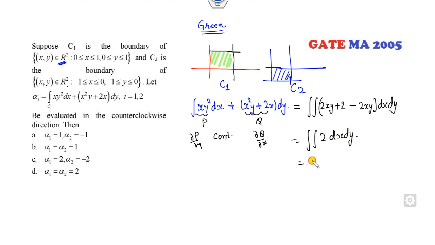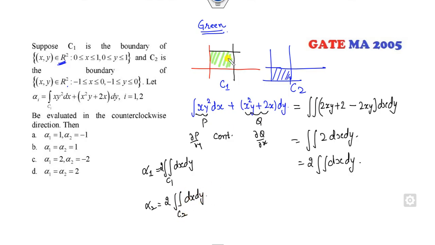What I can say, this is dx dy. Then can I find the value of alpha 1? That means this double integration of dx dy over the region C1. Alpha 2 is double integration over the region C2. This is my C1. Can you find the area of this? What is that? This is a square.